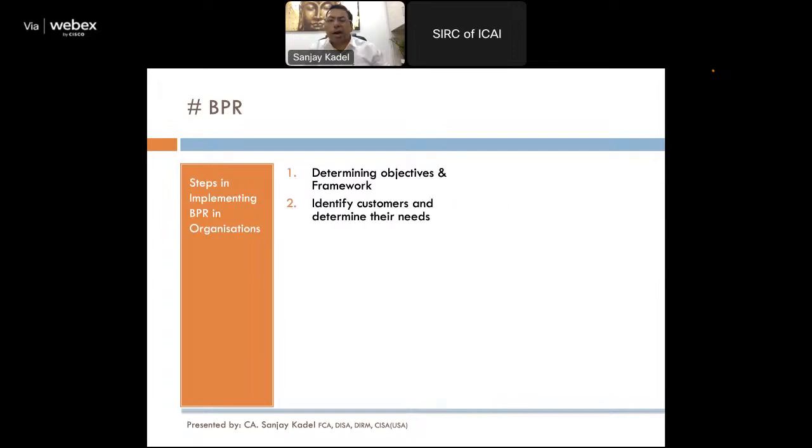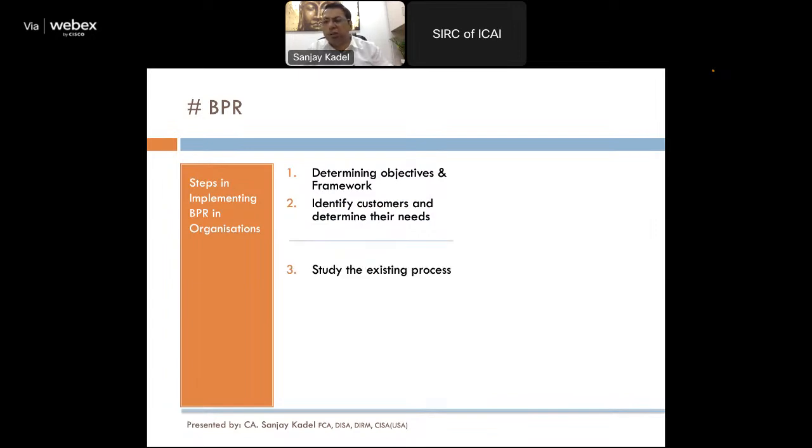Second, identify the customers and determine their needs. Because ultimately, your business process should lead to satisfaction of your customers' expectations. Only then will your business grow. Business means customers, and business growth will come only if your customers are satisfied and your customers' requirements are met. So identify that.